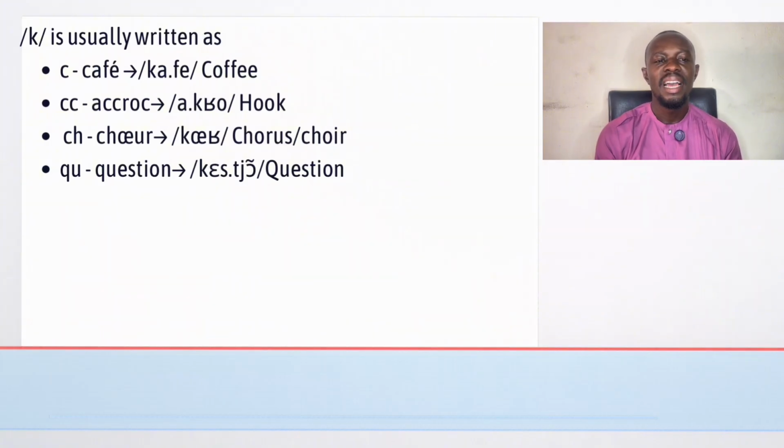Now, anywhere you see the letter C, you pronounce it as K. For instance, we have café. And then if you see double C also, you pronounce it as in accro. Now, if you see CH, you pronounce it as in cœur. And QU. Now, in French, the U is not pronounced when it's after Q. So we say question, we do not say question with the U.